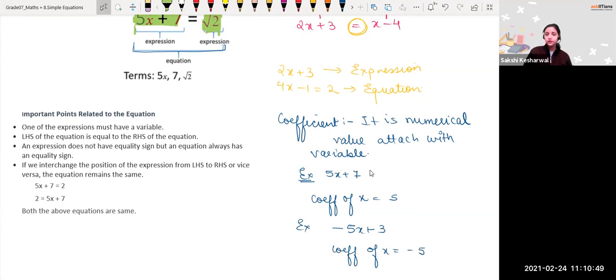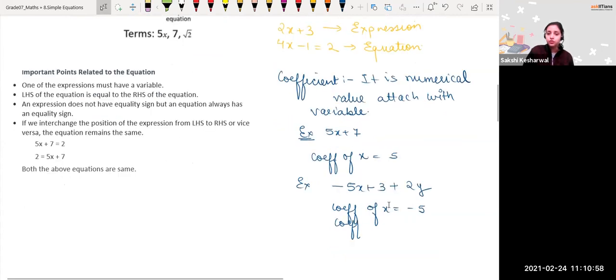Minus 5. In the same way, if I write plus 2y and ask what is the coefficient of y, the numeric value attached to y is 2. That's it. That is known as the coefficient.